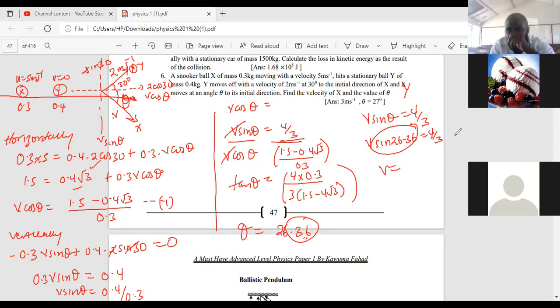So next time I have to introduce a ballistic pendulum, which is used to estimate the velocity of a bullet. So when you use a ballistic pendulum, we shall see how we can go about it.